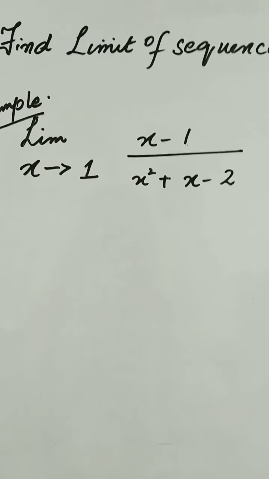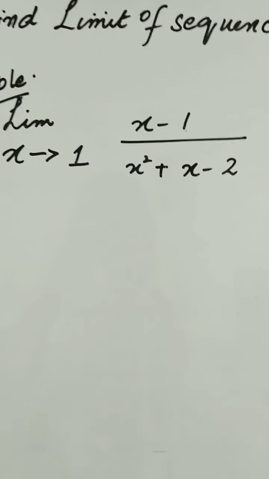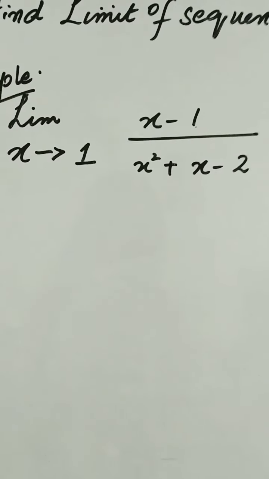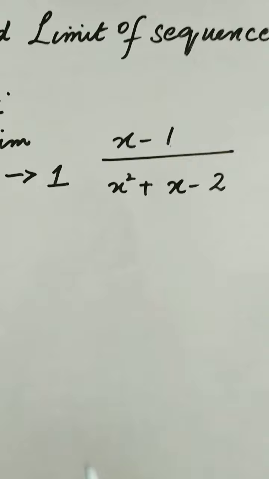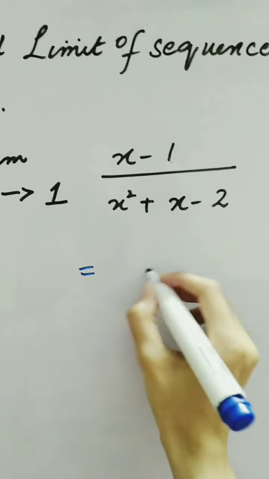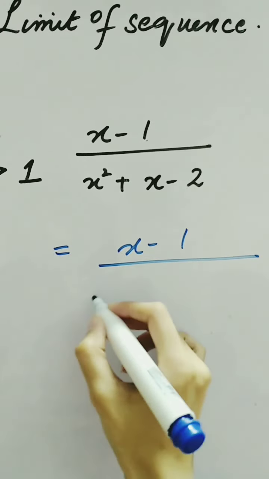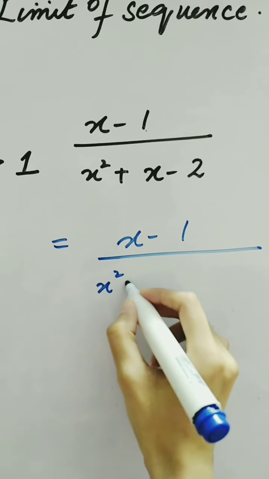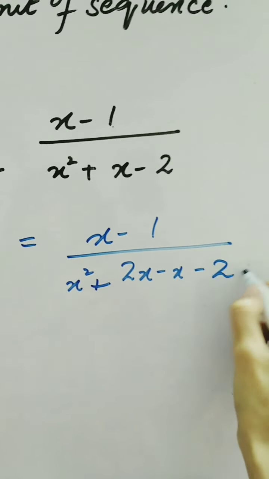In this question, we have a limit where x goes to 1, and the problem is x minus 1 over x square plus x minus 2. Now we are going to solve it. First of all, we will solve the denominator with the help of factorization. So we can write it as x square plus 2x minus x minus 2.